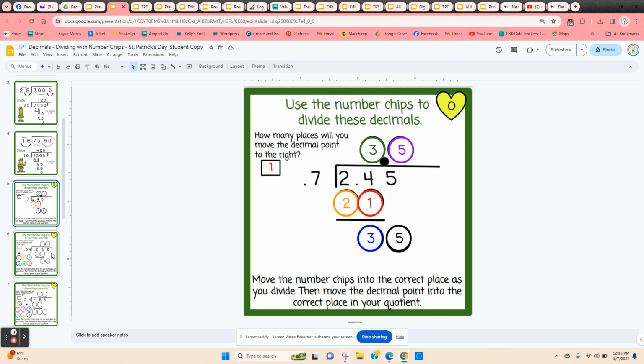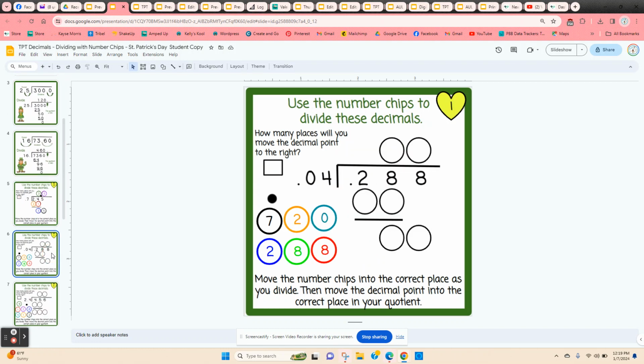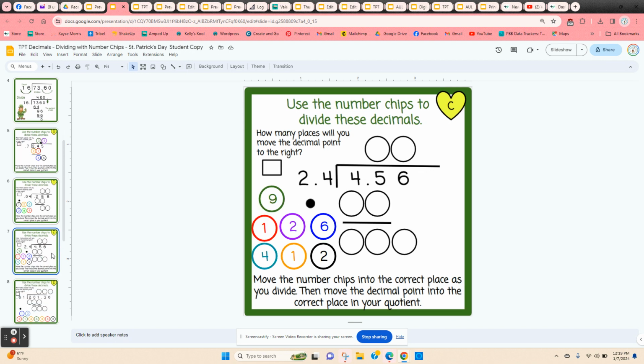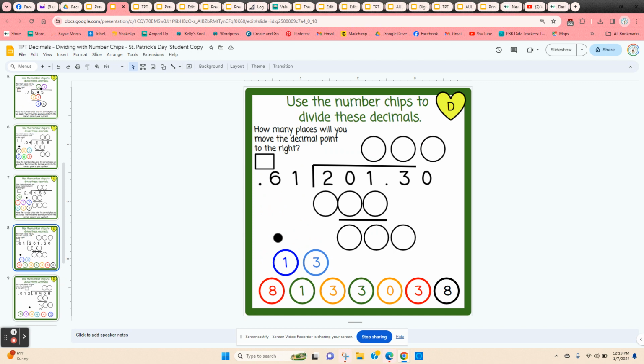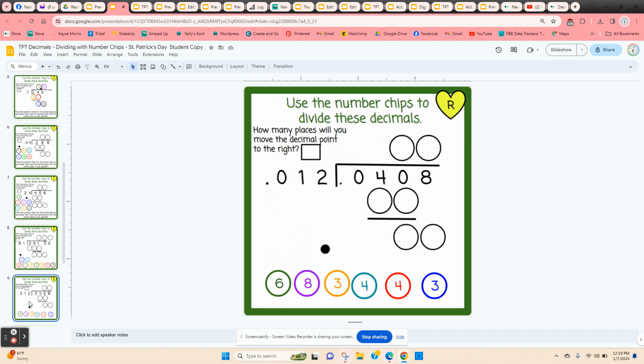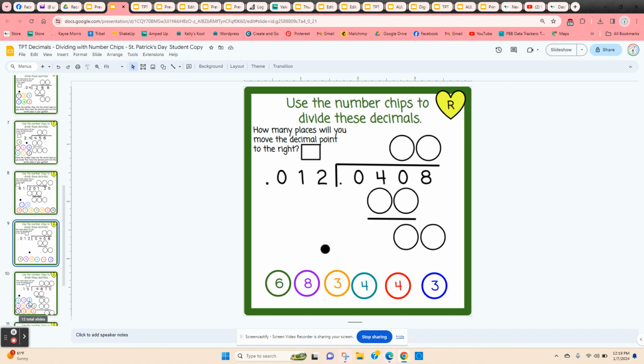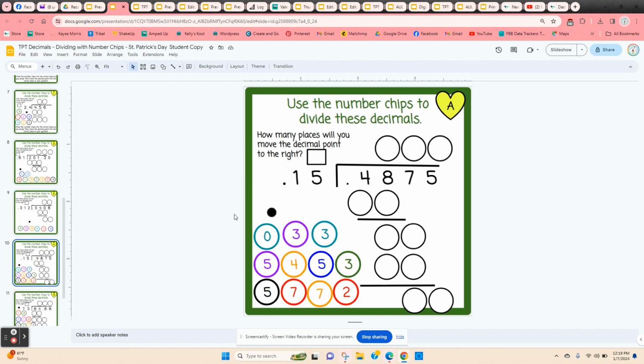So students have a few to practice here. Here's an example when they move the decimal point 2 places to the right. And they'll get lots of practice here. Here they're going to be moving 3 places to the right, and so on. On each one of these, and these get more complicated as we go, it's going to be a little longer problem. So there are more number chips to move. And again, don't forget to move the decimal point.